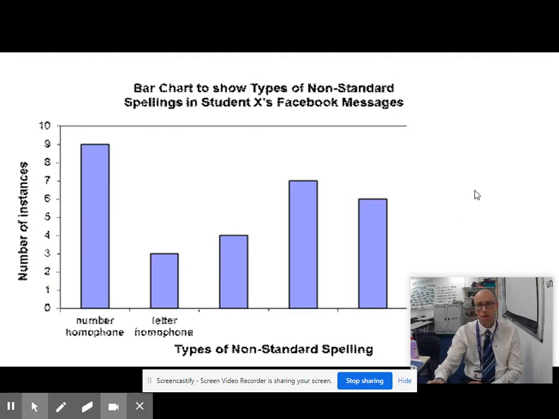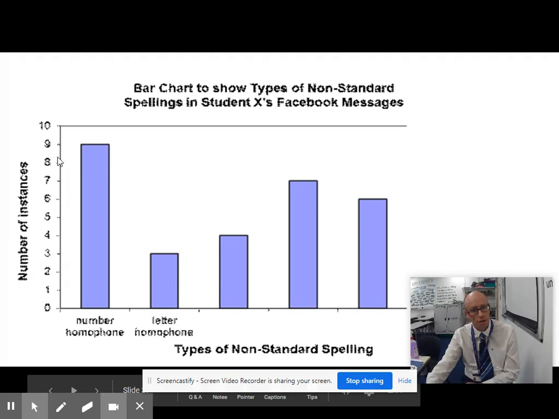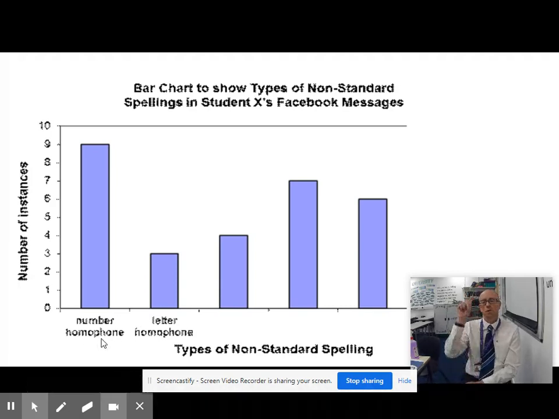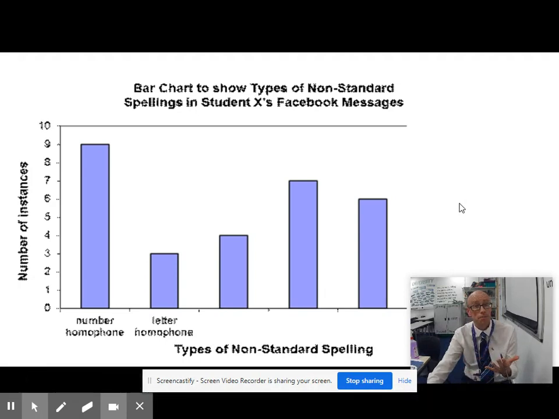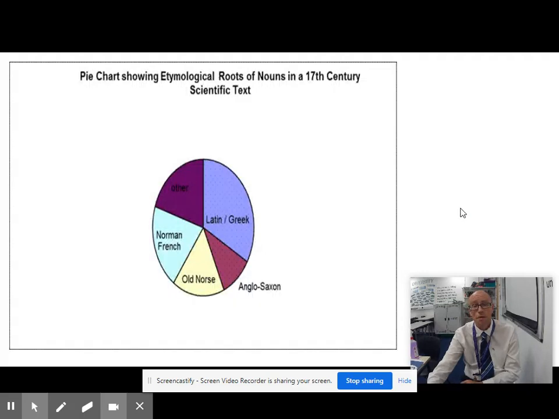Well, students often do this sort of thing. They do bar charts. So this is one that shows types of non-standard spellings in a student's Facebook messages. That can work well, where you've got the number of instances there, over there, and then you've got the different types of non-standard spellings. For example, number homophones, like are you going to the party? That's a number homophone. Or letter homophones, like you, what are you doing? Okay, so charts like that are fairly easy to use, and they can present patterns going across data very easily.